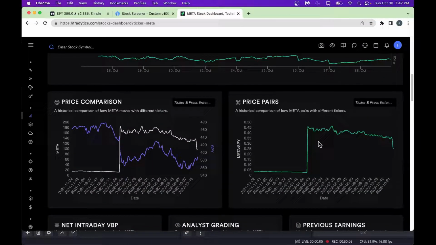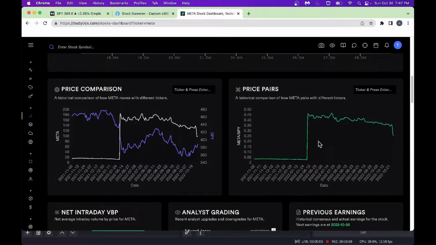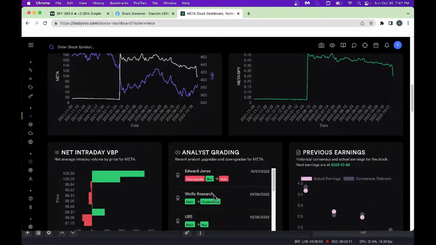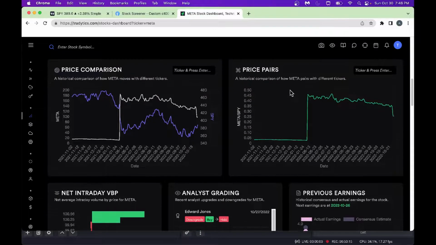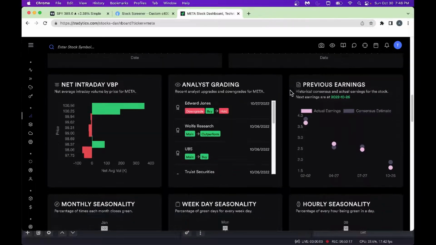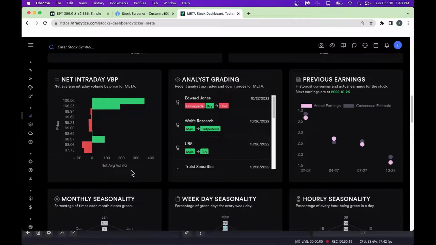All right, now let's look at a few more things here. There's a price comparison if you want to compare a couple of tickers here, and you can do the pairing. If you want to compare it, look at the two pairs. And finally, you can look at this here, net intraday activities and analyst grading and so on and so forth here. Looks like there's a lot of bullish here at 105.6. That's a good story here.